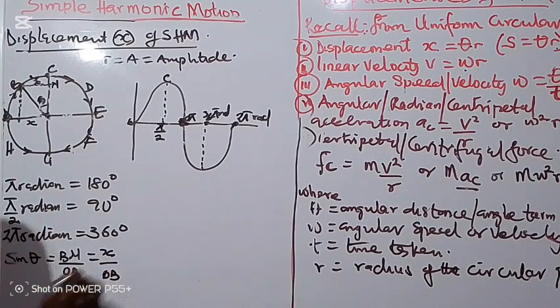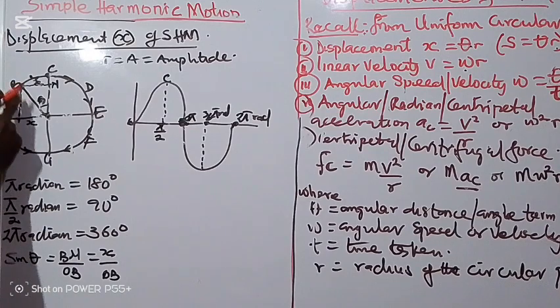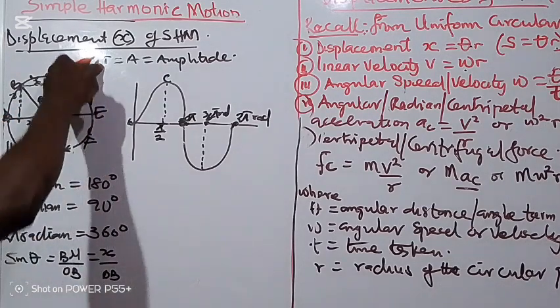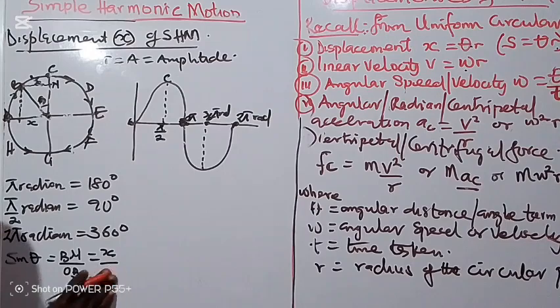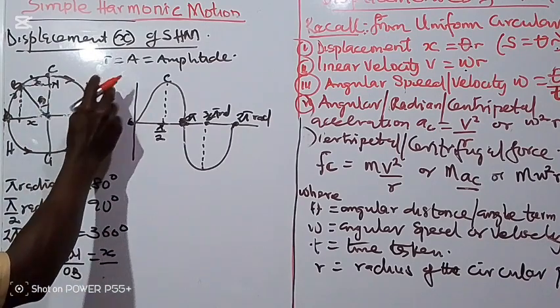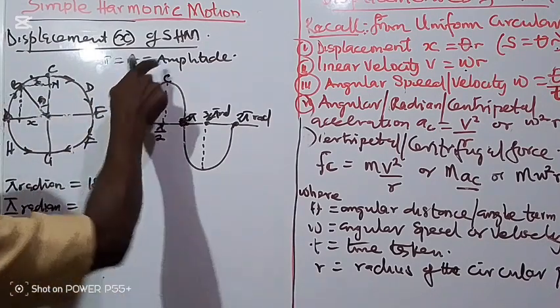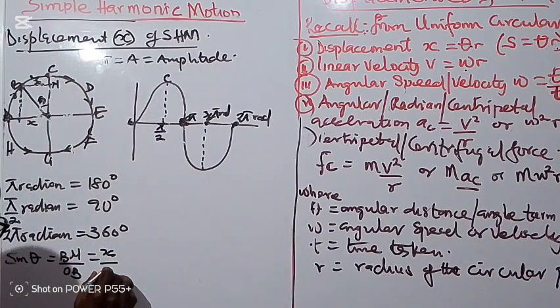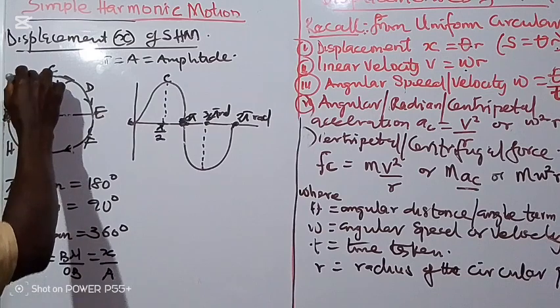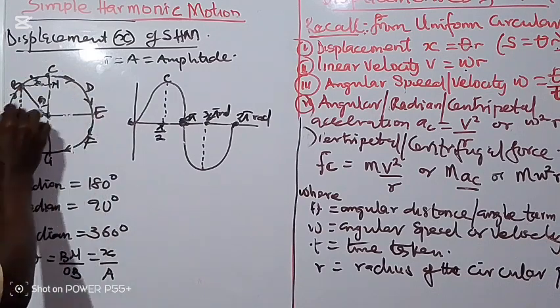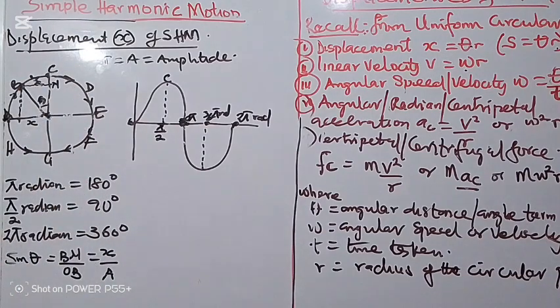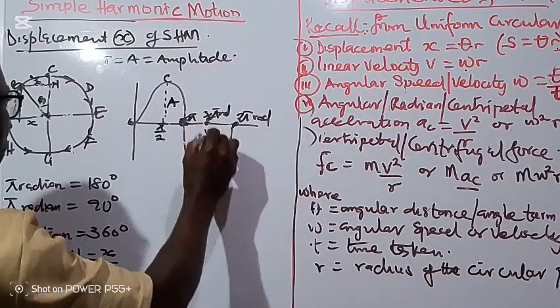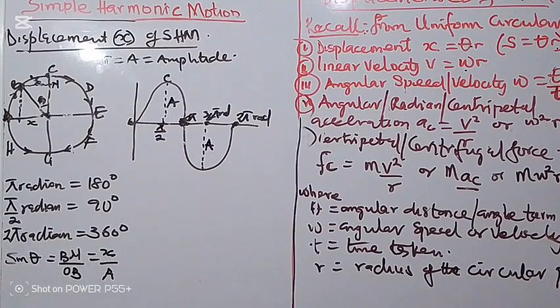Now, mind you, this OB, as I said from the beginning, is equivalent to our amplitude. So instead of using R, because here we are talking about amplitude, not radius, we are going to say over A, which is from here to here, or from here to here, which is equivalent to the radius of the circle, or the amplitude. This is the amplitude, as I explained the other time. So we are going to cross multiply.